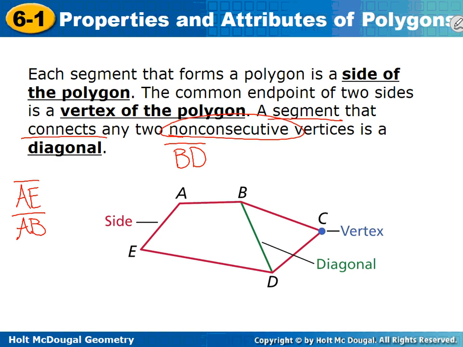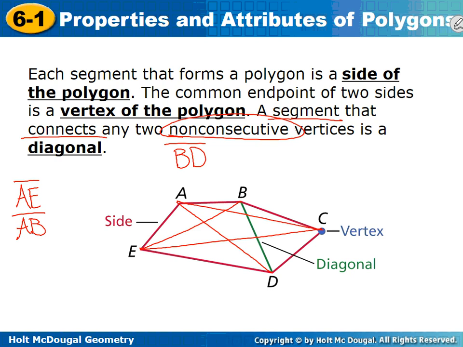So what would be another diagonal? BC? Oops, that's terrible. EC, what else? BE, what's another one? AD? AC? Am I missing any? Is that it? Okay, so diagonals connect any two non-consecutive vertices. If they're consecutive, then those are the ones that make a side.